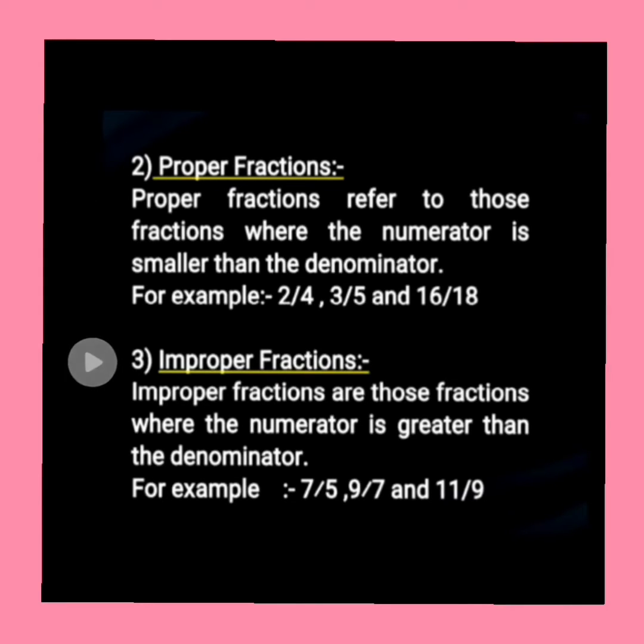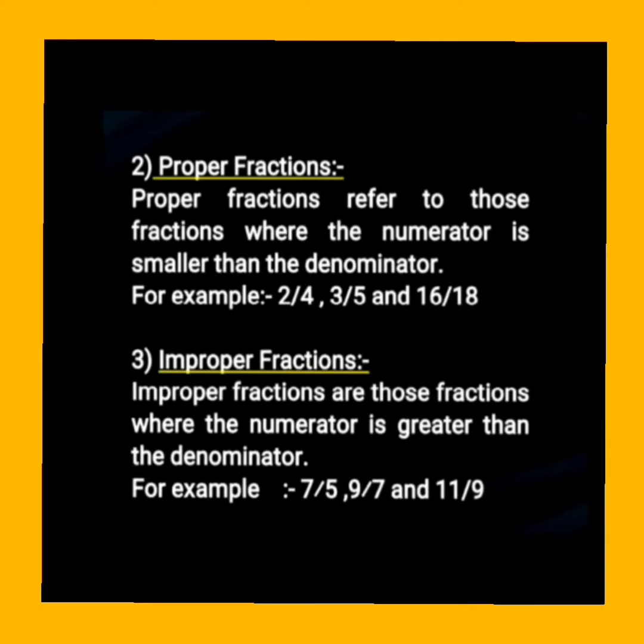And improper fractions are those fractions where the numerator is greater than the denominator. 7 upon 5, 9 upon 7 and 11 upon 9. You can see in all three examples, numerator is greater than the denominator. So in proper fractions, numerator is smaller than the denominator, and in improper fractions, numerator is greater than the denominator.